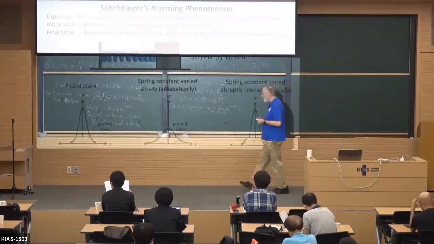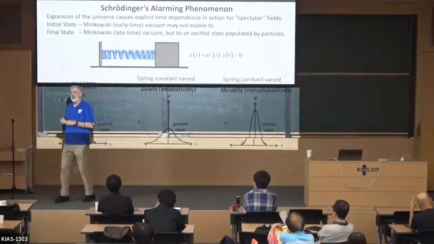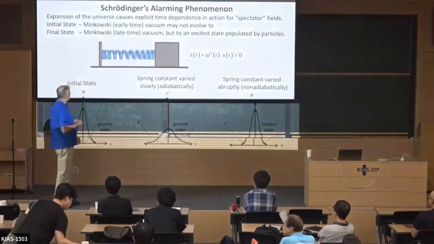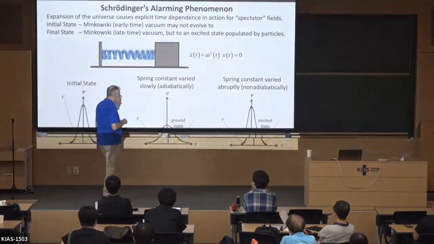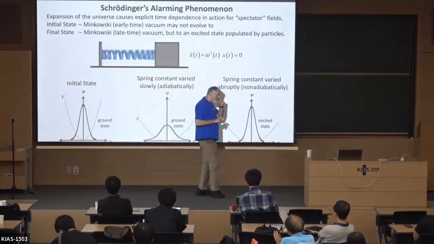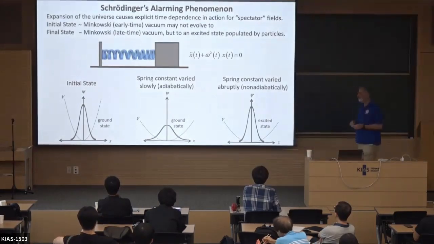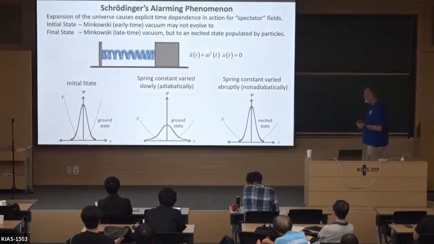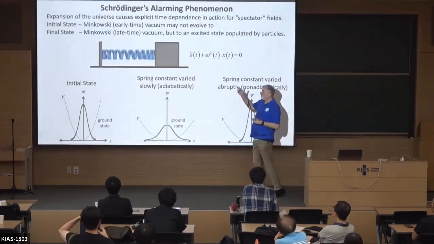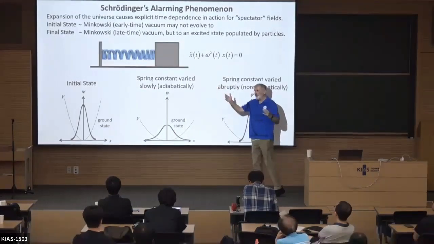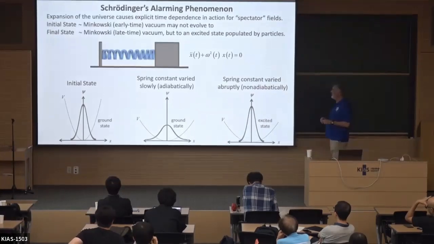A simple way to think about this, not even in quantum field theory, is just thinking about a harmonic oscillator in quantum mechanics. So the expansion of the universe causes an explicit time dependence in the action for spectator fields. So the action will not be Poincare invariant. So the initial state, which we will take as a Minkowski early time vacuum, may not evolve to a final state today which is approximately Minkowski space, but to an excited state populated by particles.